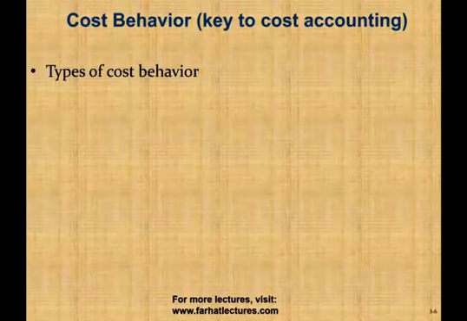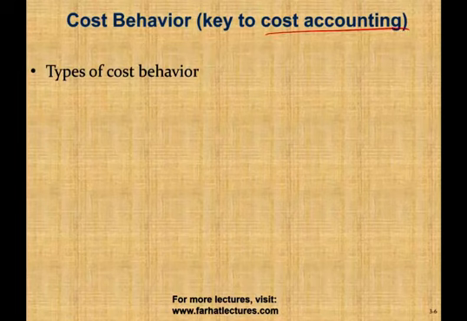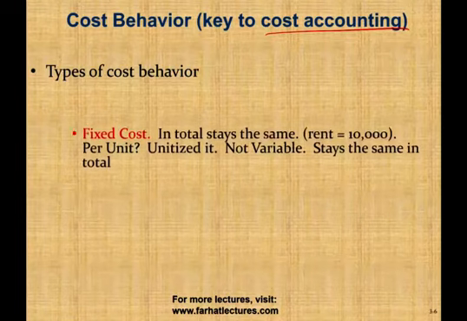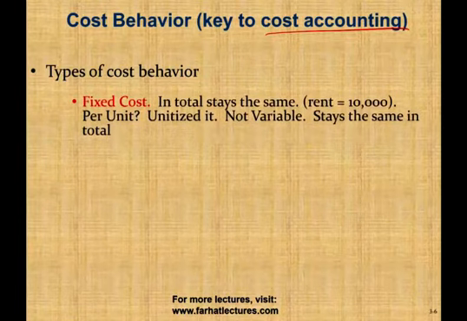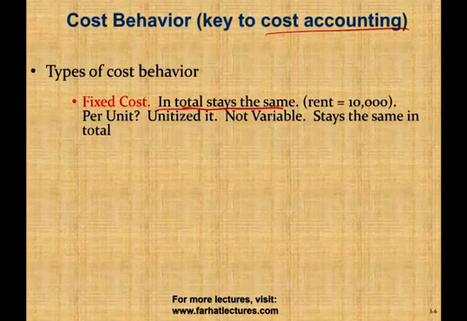Another topic we need to look at is cost behavior. And cost behavior is a key concept in cost accounting. So how does cost behave? Well, we have various types of cost behavior. The first one is fixed cost. What is fixed cost? Fixed cost basically states that in total, the cost stays the same. So whatever we are producing, we have that fixed cost, and that fixed cost stays the same. For example, we might pay a rent to manufacture our product, a rent of $10,000.